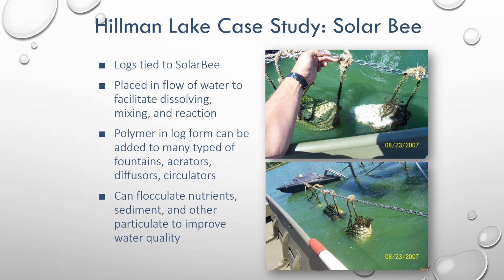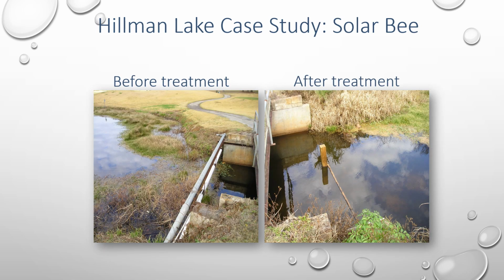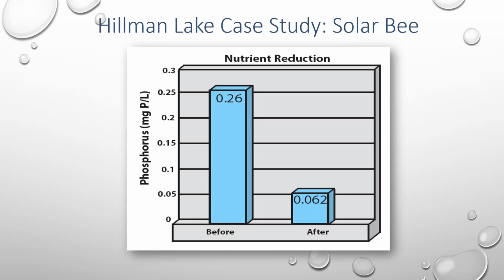We tied the flock logs off to the sides of the Solar Bee in an area where the water could move and flocculate around them. Again, the polymer in log form can be added to anything that can get the water moving and mixing, and we're trying to remove nutrients, excess phosphorus in this case, so we can improve the water quality. Before and after treatment, we're not removing all of the phosphorus. We decreased it by a significant amount, enough to cut out some of that excess vegetation growth due to high levels of nutrients in the water column.